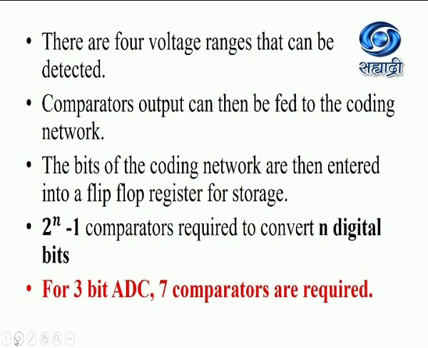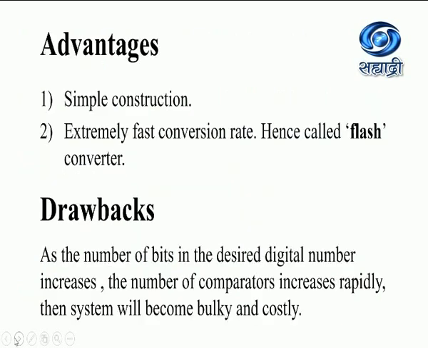So 2^n - 1 comparators are required to convert n digital bits. This is the formula for n digital bits. So for a 3-bit ADC, 7 comparators are required. Let's see the advantages and drawbacks.